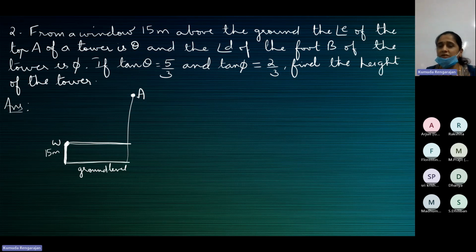Angle of elevation means there should be a horizontal and a line of sight, only then is there an angle of elevation. The horizontal is through the window. This is the horizontal. The line of sight connects the eye of the observer and the object observed, the point or position observed.